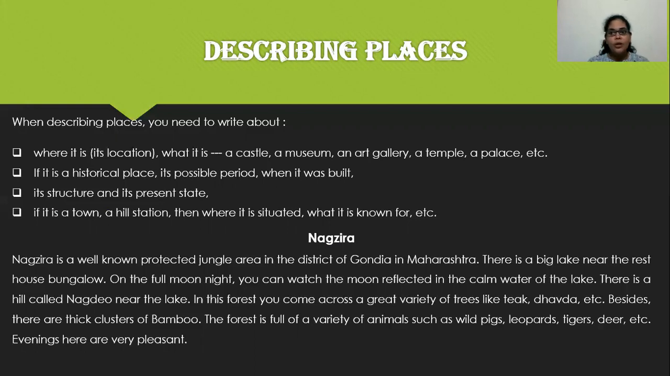Okay. So quickly you can move your eyes. I just wrote about a place here. It's a jungle area somewhere in Maharashtra. So you can go through it. How I wrote it up, how I described its location, its present state, what it is famous for, where exactly it is located, what are the things found there. Okay.